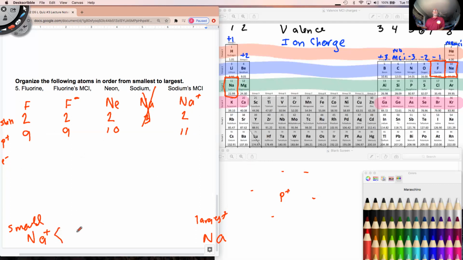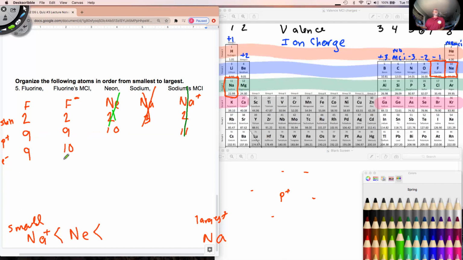And then we can say, well, what would be next? I'll just draw that in green. What would be next then, ladies and gentlemen? Well, the neon is going to be next, right? And now we have to figure out what's it going to be. Is it going to be fluorine or fluorine ion? Well, let's take a look at the electrons on this one. We would have 9 electrons here, and we would have 10 electrons there. I'm going to cross this one off here. Okay, so that one's gone.